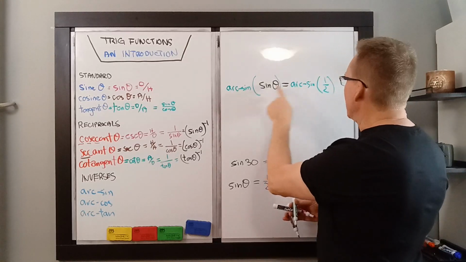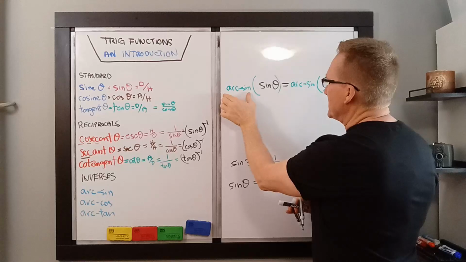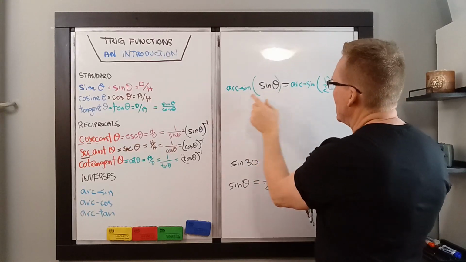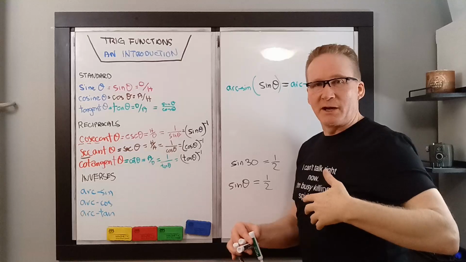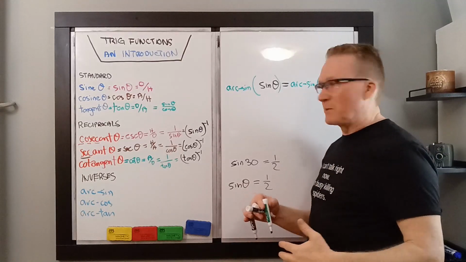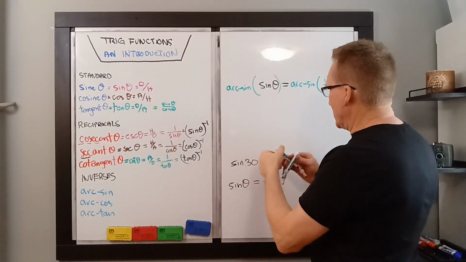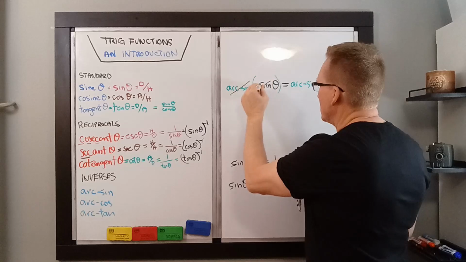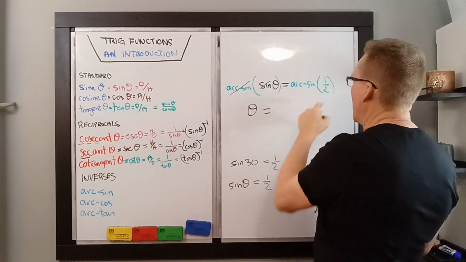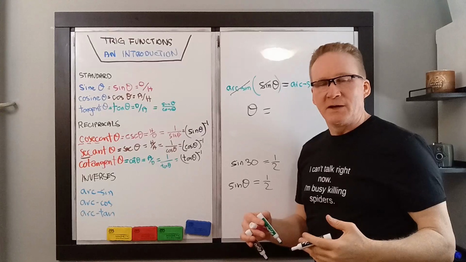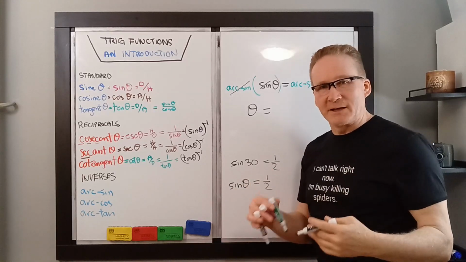So we used to have sine theta equals 1/2. We apply this function arc-sine to both sides. What this arc-sine does is it undoes the sine function, in a similar way to the square root undoing a square function. These two cancel each other, and you're left with the angle theta equal to the arc-sine of 1/2. And the arc-sine of 1/2, you would punch that into your calculator and find out what that is.